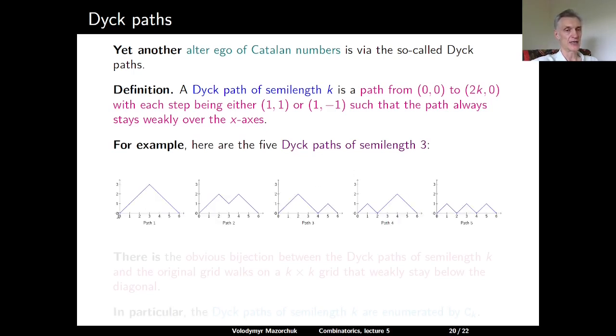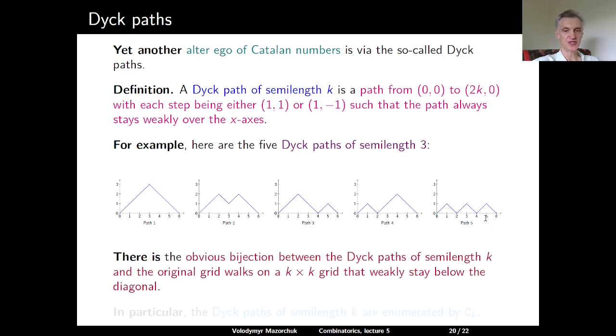So we have the path 1, 1, 1, 1, 1, 1, 1 -1, 1 -1, 1 -1, the path 1, 1, 1, 1, 1 minus 1, 1, 1, 1 minus 1, 1 minus 1, and so on. Of course, there is the obvious bijection between the Dyck paths of semilength k and the original grid walks on a k times k grid that weakly stay below the diagonal. One should just rotate and reflect the picture to see the explicit bijection. So in particular, the Dyck paths of semilength k are enumerated by C sub k.